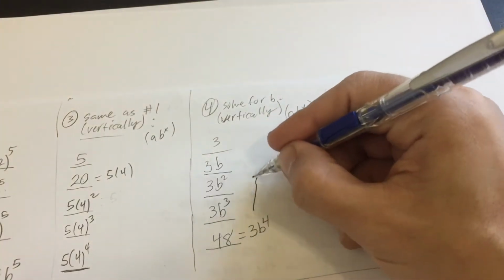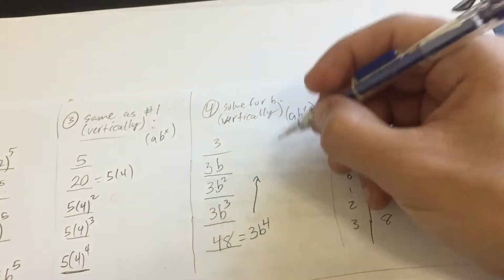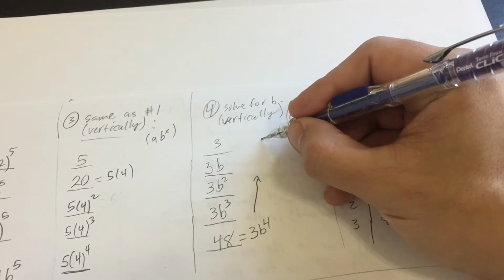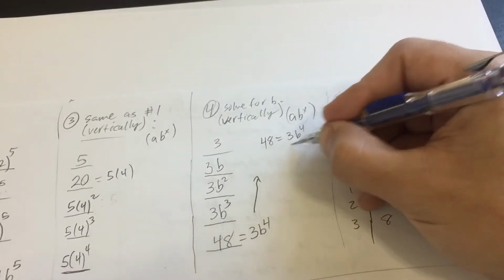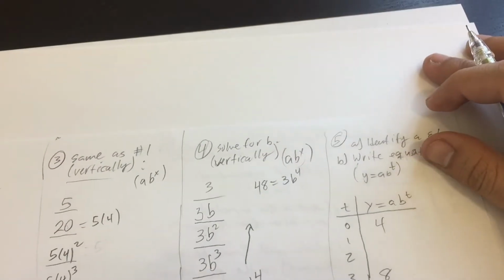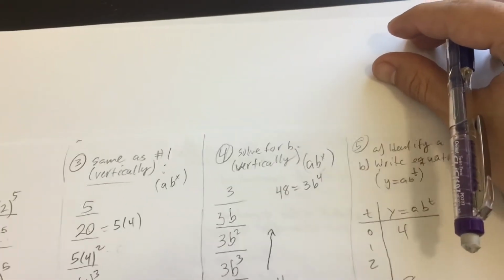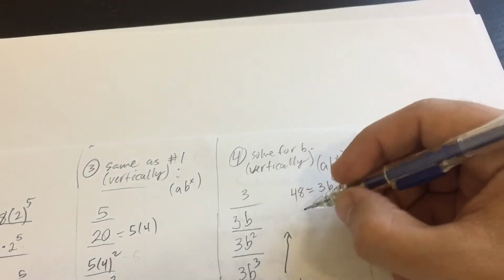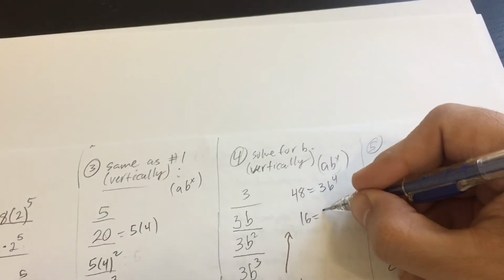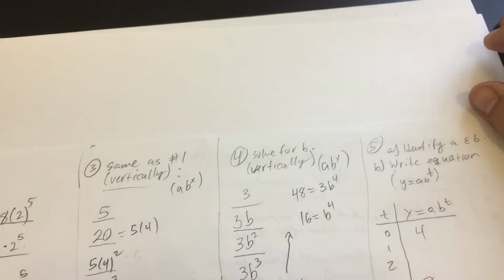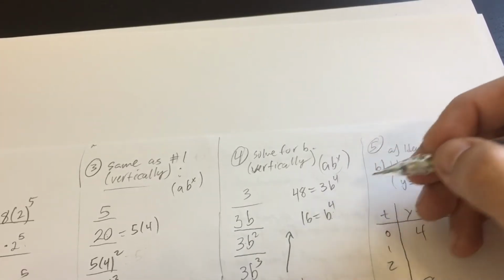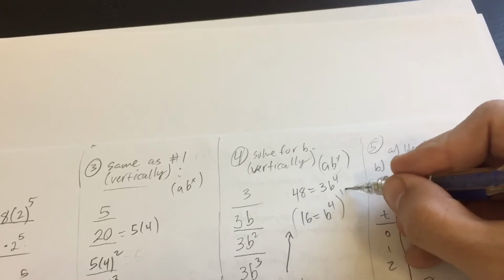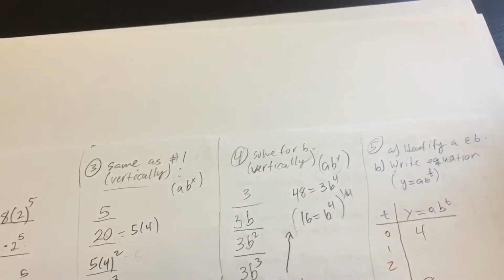We have an equation like we did in the previous number 2, and we can solve now. 48 equals 3b to the fourth. We want to undo multiplying by 3, so we're going to divide both sides of the equation by 3 and get 16 equals b to the fourth. How do we undo something to the fourth power? We're going to take the fourth root, or the 1/4 power.